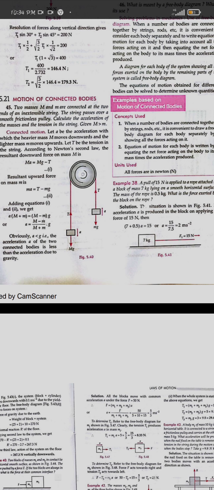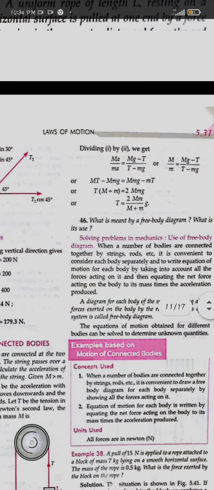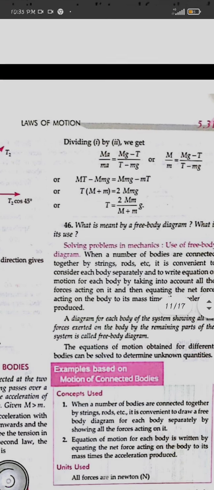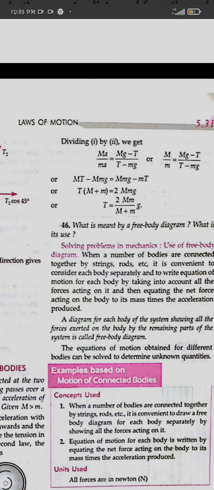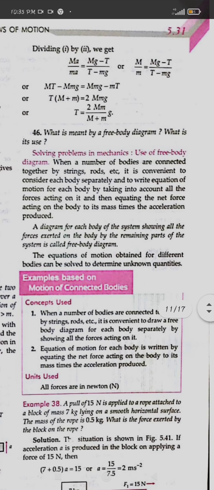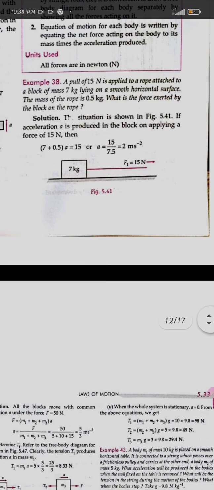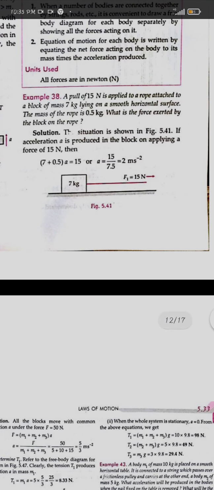Okay, and similarly, if we have to find the tension, then on dividing the equations we can find the tension, that is 2Mm upon M plus m into g. So this was the tension and the acceleration on the body for two connected bodies at a point. Similarly, we will solve questions so that you can understand better and get familiar with the tensions on the strings and the free body diagrams.